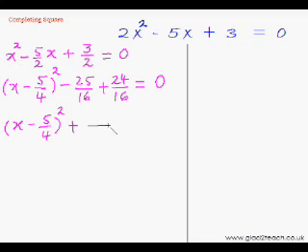Plus minus 25 plus 24, divided by 16, equal to 0. Make sure that you put plus here and not minus. Otherwise, you'll get a wrong answer. So, minus 25 plus 24 would be minus 1. So that means this whole thing is minus 1 over 16.